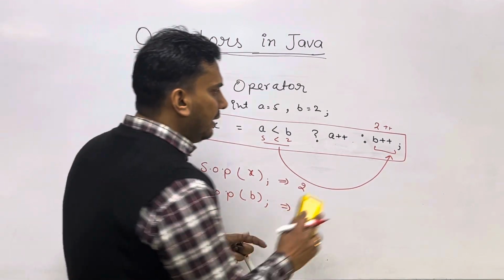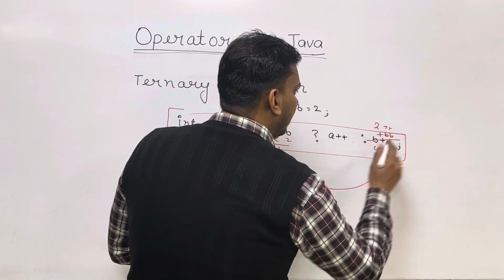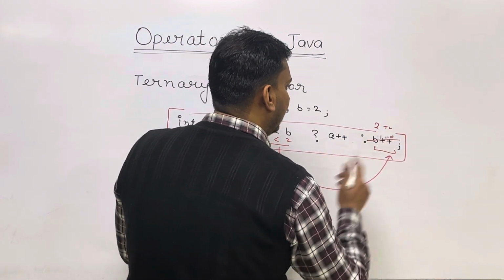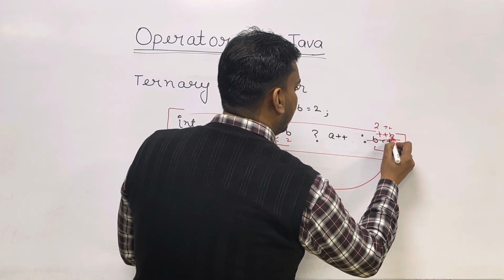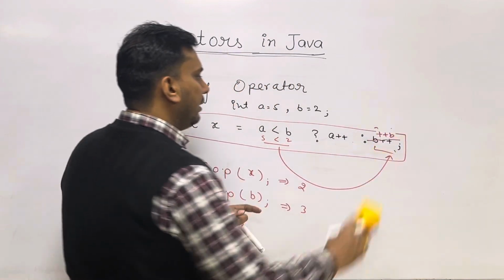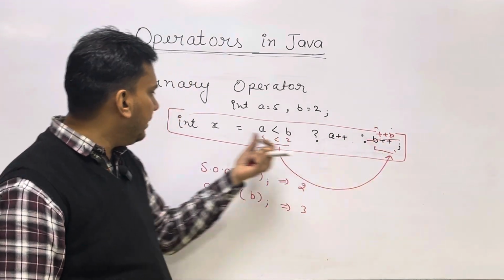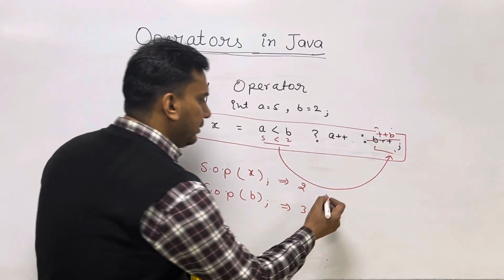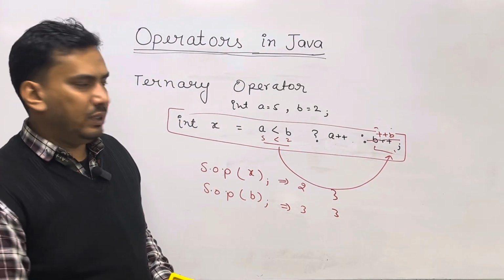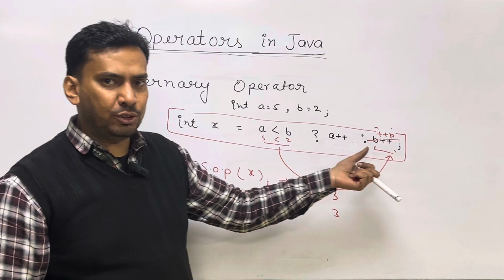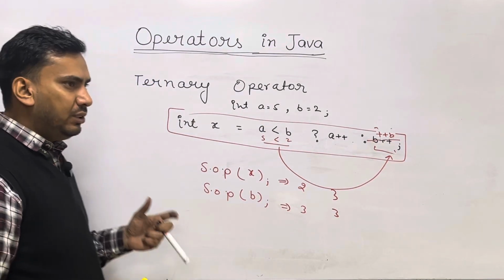On the other hand, in the same scenario, if I write plus plus b, what is going to happen? The value of b will be pre-incremented to 3 and the same 3 will be returned. So x will also get 3 and b is also 3. This is the difference between pre-increment and post-increment. So this is your ternary operator.